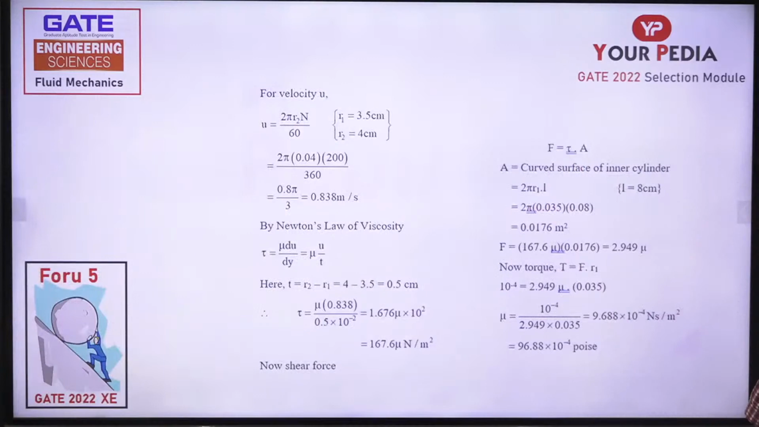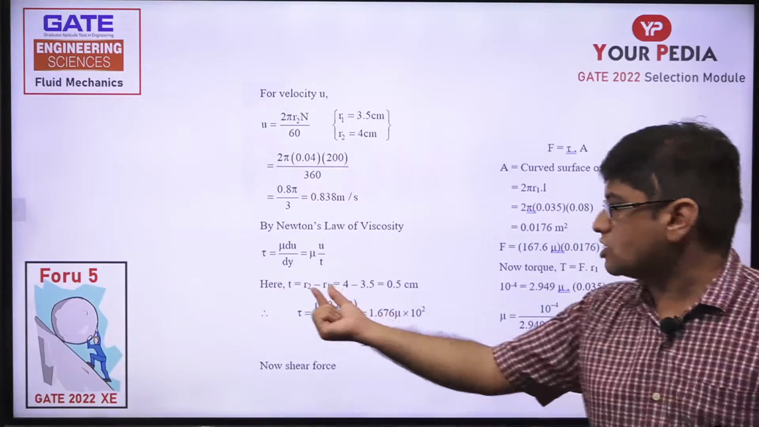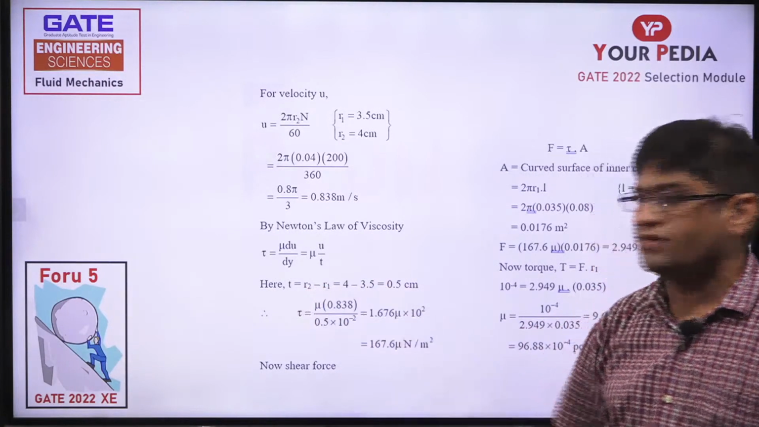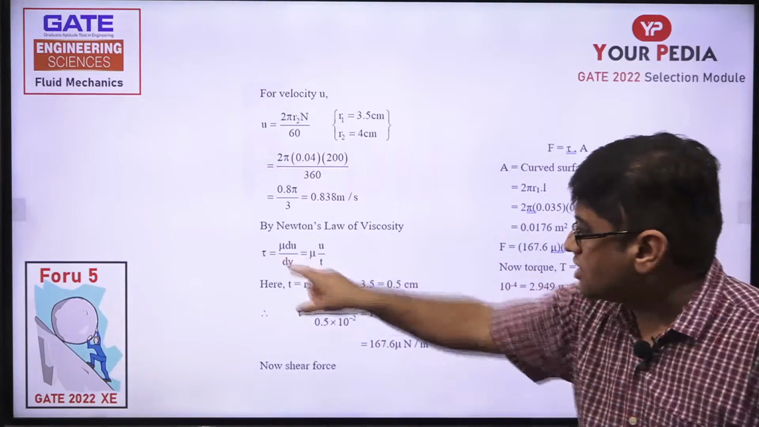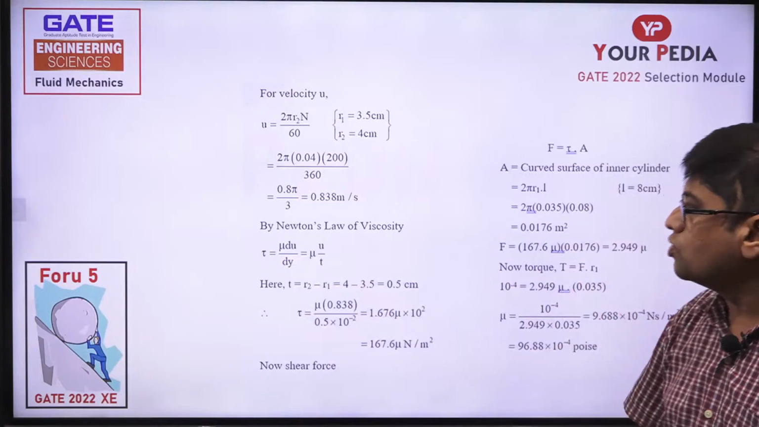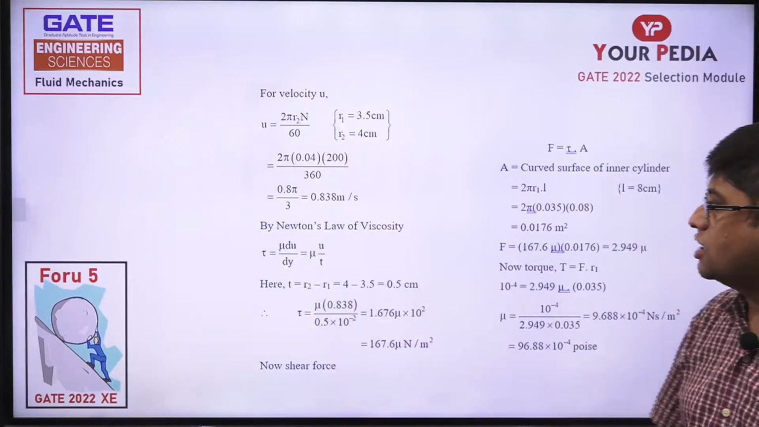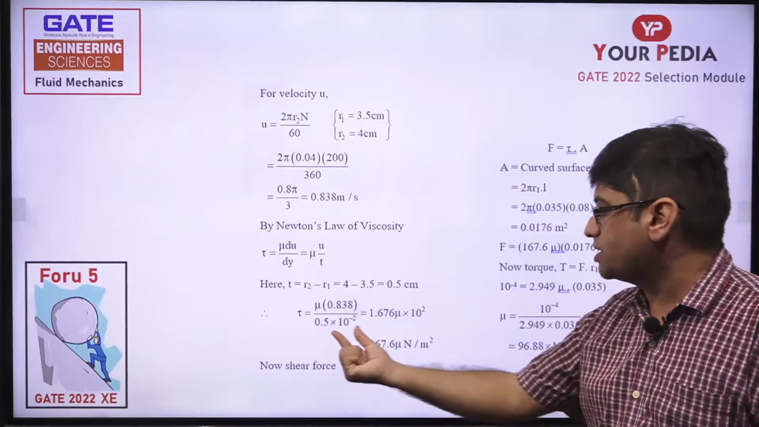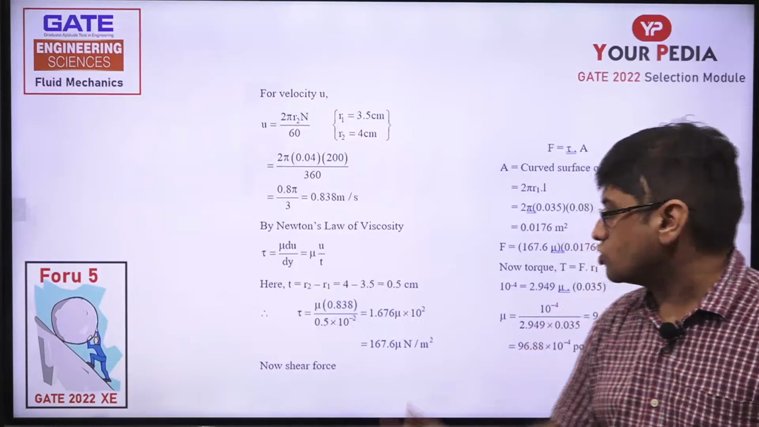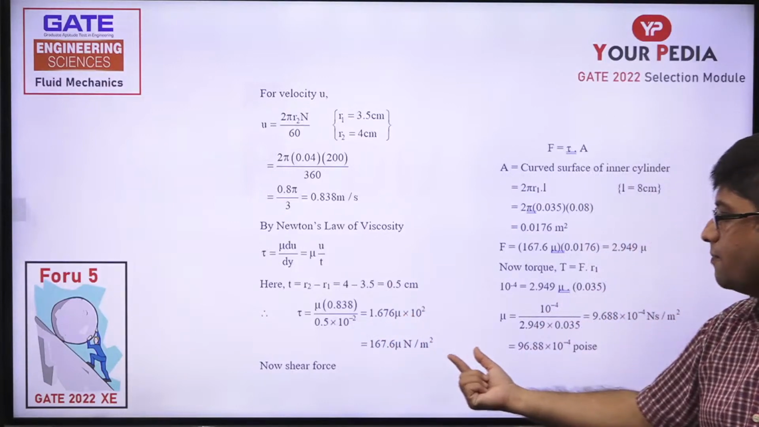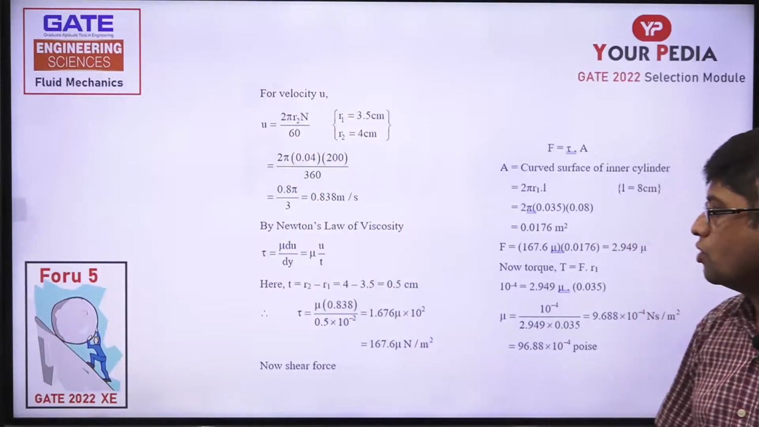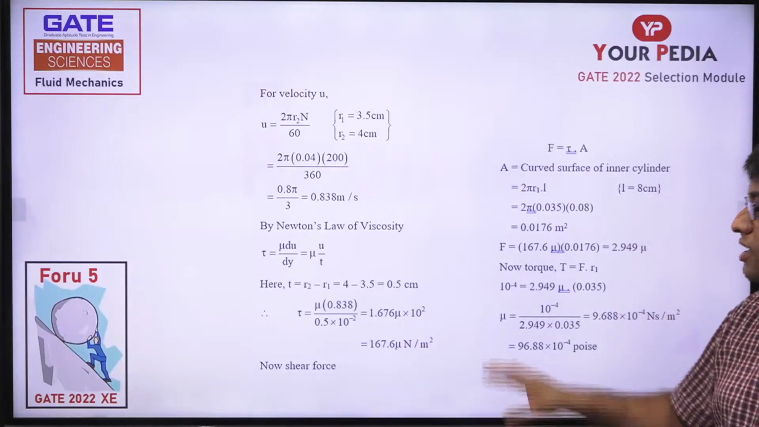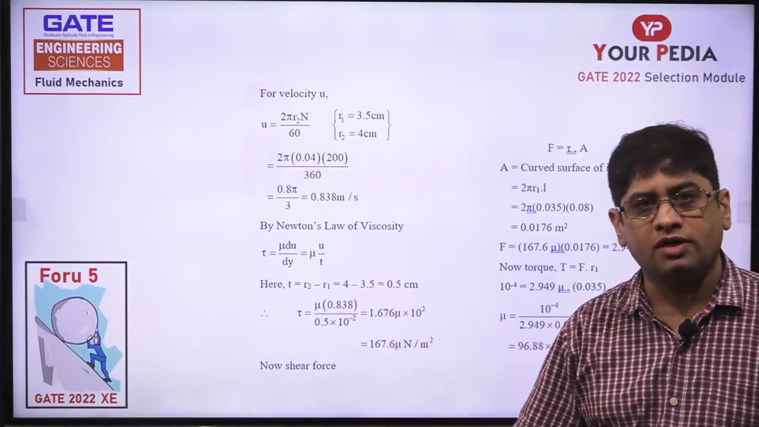Go to Newton's law of viscosity. We have thickness now, dy is R2 minus R1, 0.5 centimeter. That means shear stress is equal to mu into u, which is this, divided by t, and t is to be written in meters. So this t is in centimeter, I convert that into meters. So this 1.67 into 10 to the 2 mu, or 167.6 mu, is the shear stress which we got.